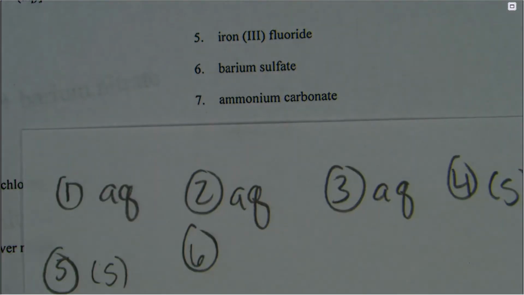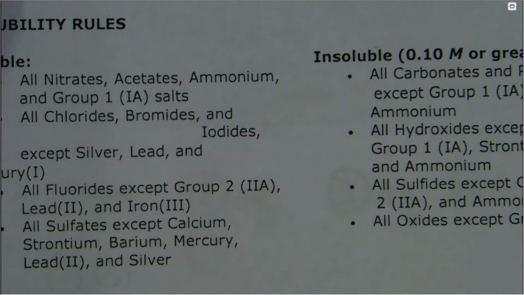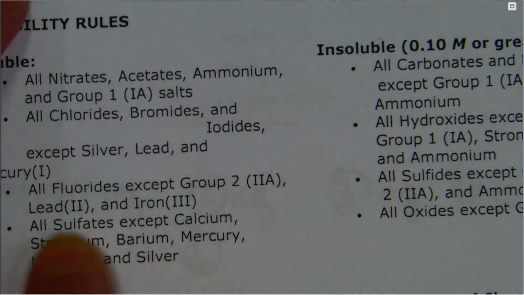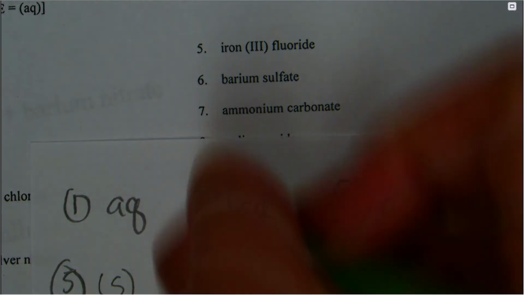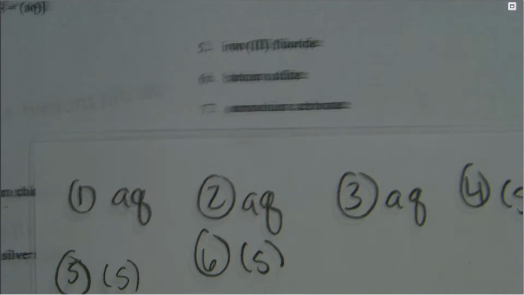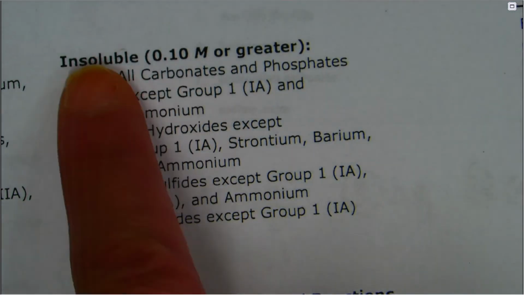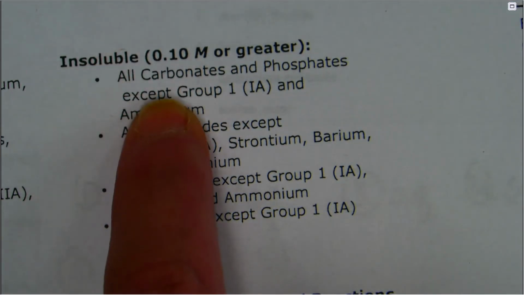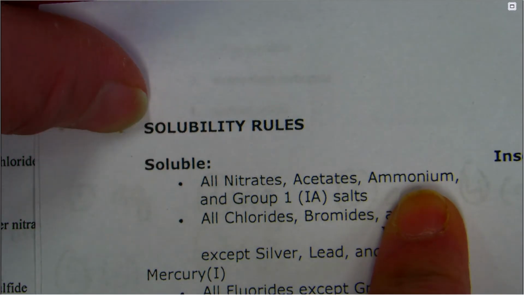Barium sulfate. So now we need to find our solubility for sulfates. All sulfates are soluble except barium. Barium is an exception, so that is a solid. Ammonium carbonate. Carbonates are insoluble except ammonium. And that should definitely be an exception because ammonium is always what? Soluble.